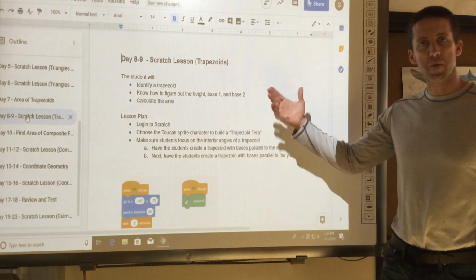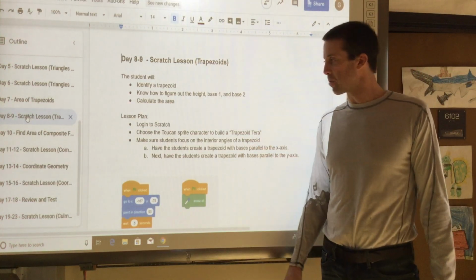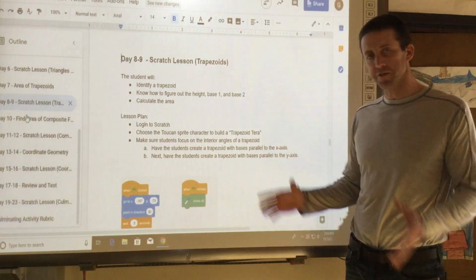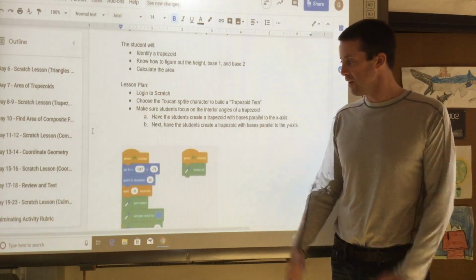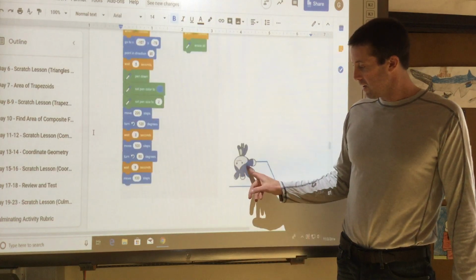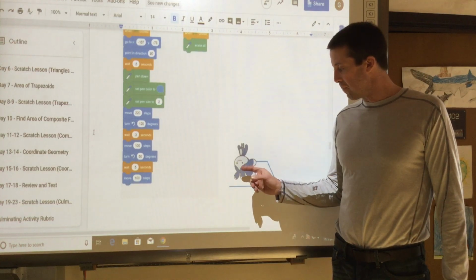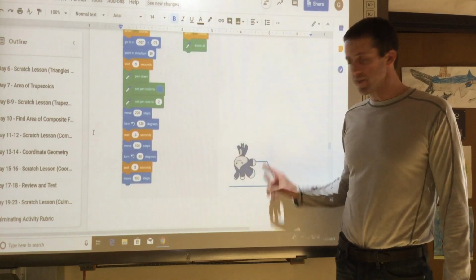So now we're into trapezoids with Scratch, and we're going to use trapezoid Terra as our new sprite character, so students can associate sprites with certain figures. If we scroll down to trapezoid Terra, here she is walking her way around a trapezoid. This is just a very basic feature just to get them to draw.